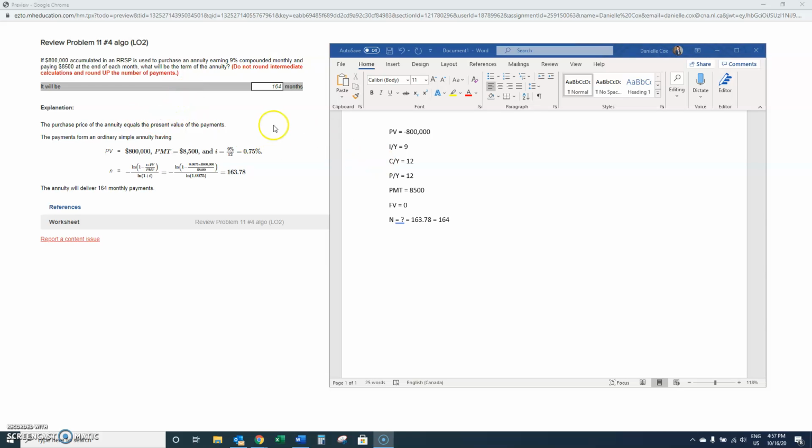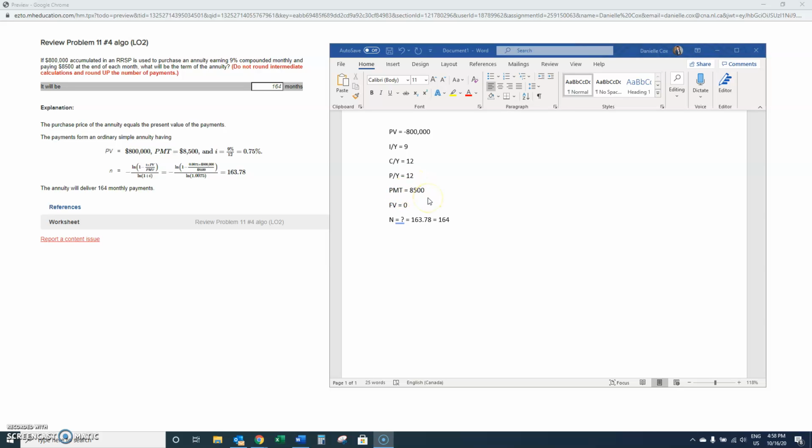Okay, so this time I read through the question. If $800,000 is accumulated in an RSP and it's used to purchase an annuity, so the present value is 800,000, and I put it as a negative because we're going to use that money to purchase the annuity. So that's going to be an outflow of cash. Earning 9%, so interest per year is 9, compounded monthly, so compounding is 12, and paying $8,500 at the end of each month. So at the end of each month, so it's monthly, so payments per year are 12.